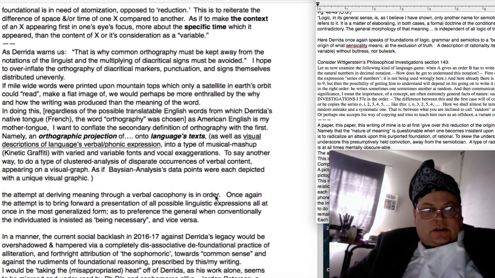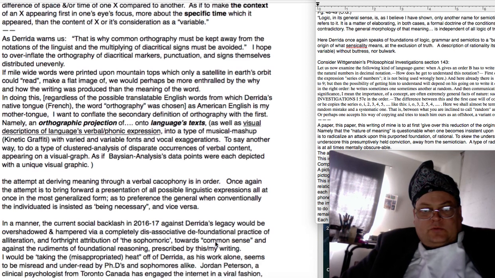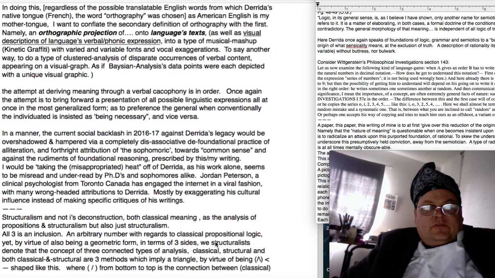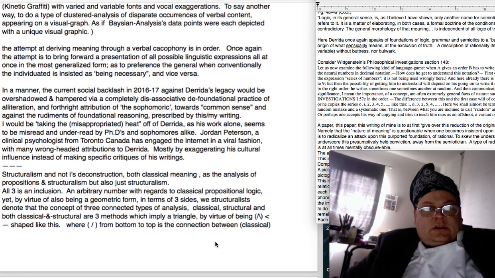To say another way, to do a type of clustered analysis of disparate occurrences of verbal content appearing on a visual graph. If a Bayesian analysis data points were each depicted with a unique visual graphic. The attempt at deriving meaning through a verbal cacophony is in order. Once again, the attempt is to bring forward a presentation of all possible linguistic expressions all at once in the most generalized form, as to preference the general when conventionally the individuated is insisted as being necessary, and vice versa.